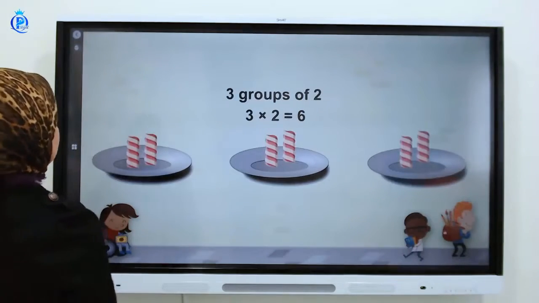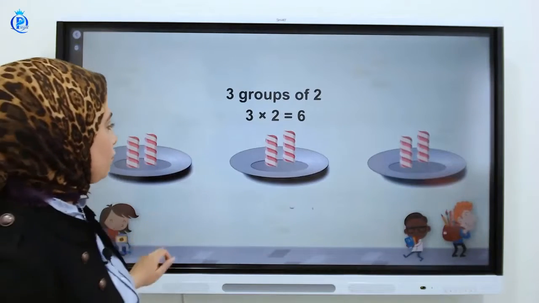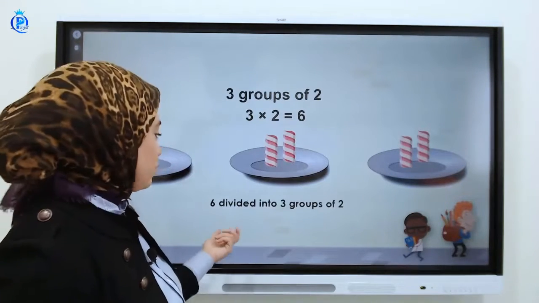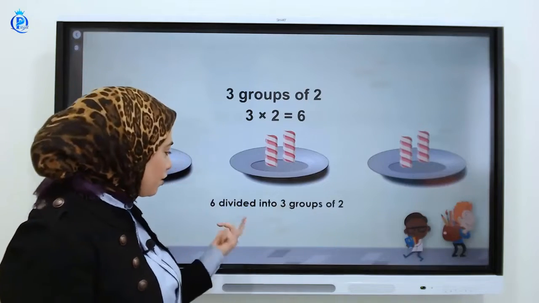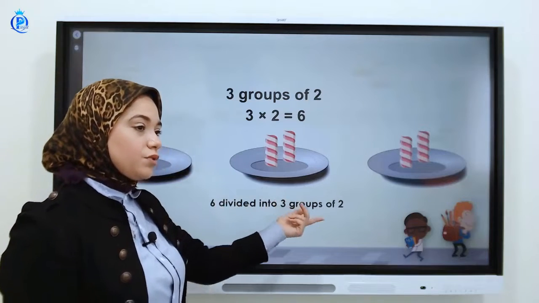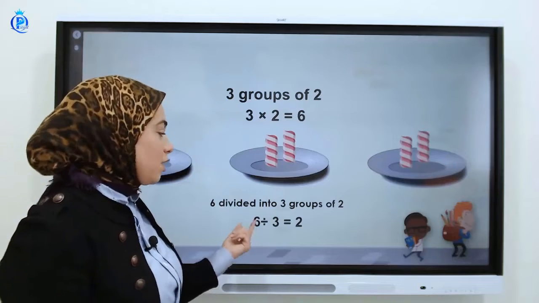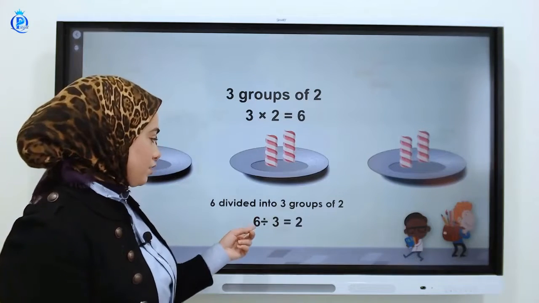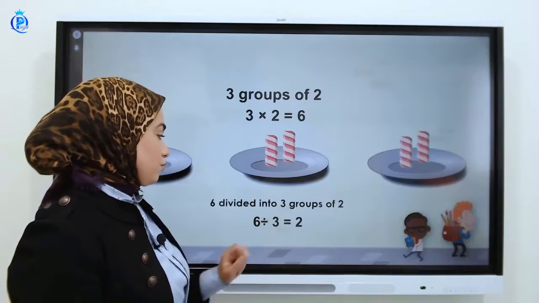3 times 2 equals 6. Okay. Now, I can see also 6 divided into 3 groups of 2. How can I write this equation? 6 divided into 3 groups of 2. I can write it as 6 divided by 3 is equal to 2. Okay?